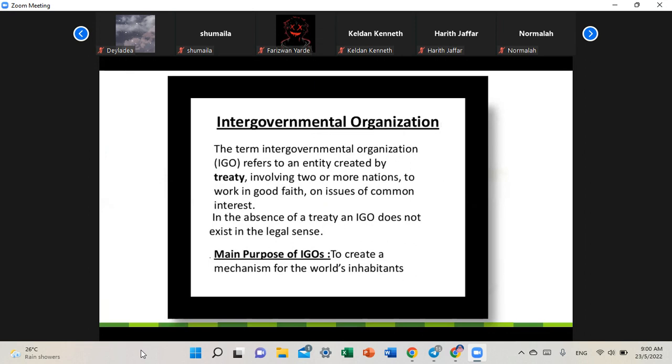So, intergovernmental organization. The term intergovernmental organization refers to an entity created by treaty involving two or more nations to work in good faith on issues of common interest. In the absence of a treaty, an IGO does not exist in the legal sense. So what is the main purpose of an IGO? To create a mechanism for the world's inhabitants.